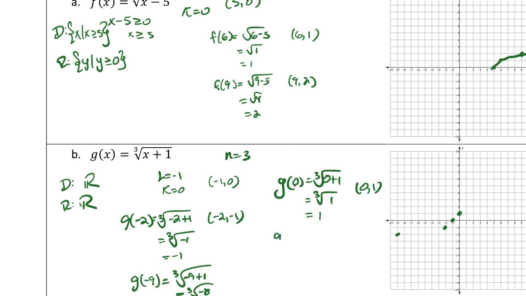And let's substitute g of 7. So the cubic root of 7 plus 1 is the cubic root of 8. So that's 2. So I got the point 7, 2, which is here. So my graph goes like this, something like that, arrows at the end.